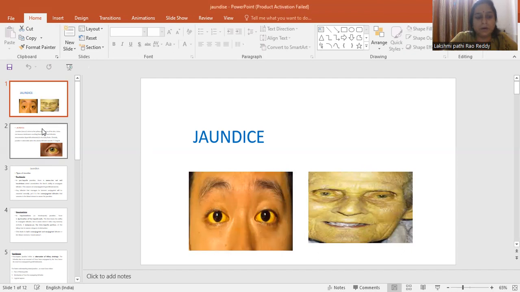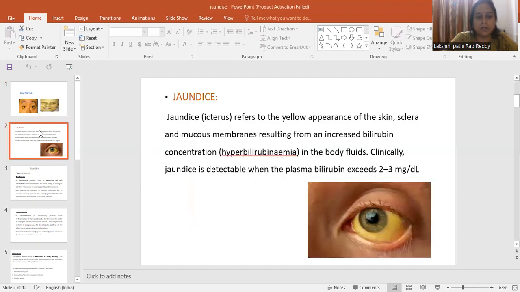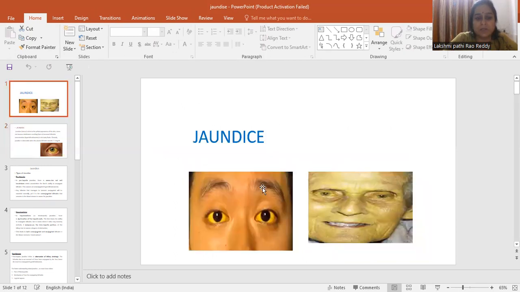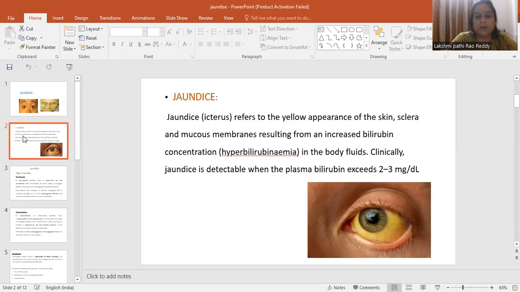Now clinically, by definition, what is jaundice? Jaundice's other name is icterus. So what does it mean? It refers to the yellow appearance of the skin. As we have seen in this picture, yellowish discoloration of the skin, and we can see that the conjunctiva of the eye has also turned yellow in color. So jaundice, other name icterus, refers to the yellow appearance of the skin, sclera and mucous membrane.